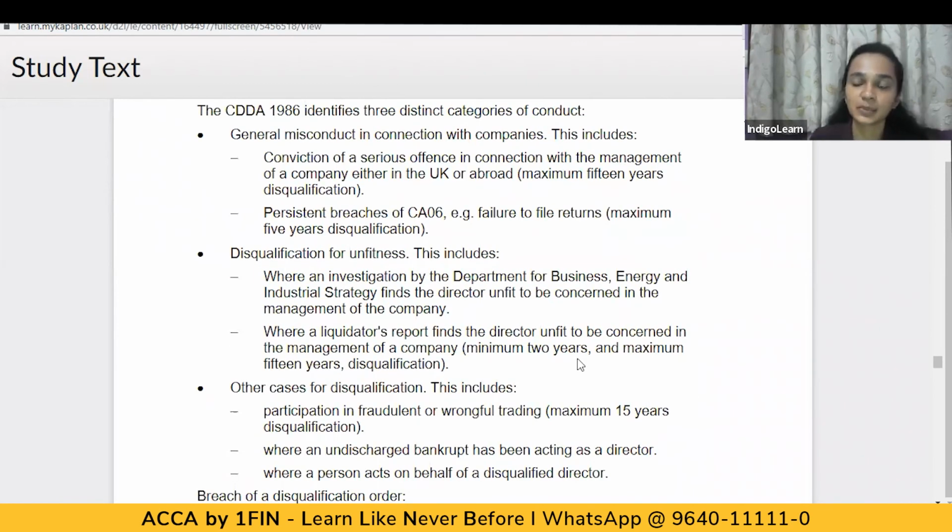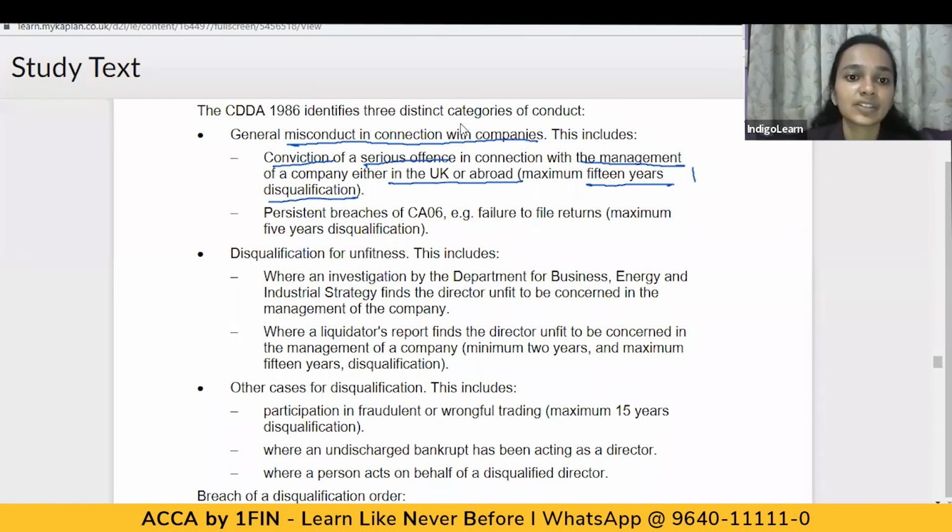Now, what are the other situations wherein a person would be disqualified? So there are distinct categories of conduct. So first one is general misconduct in connection with companies. So if a person is convicted of a serious offense in connection with the management of company, either in UK or abroad, so if a person has been convicted of a serious offense which is in relation to management of the company, either in United Kingdom or any other country, then the person would be disqualified and the maximum term of disqualification would be 15 years.